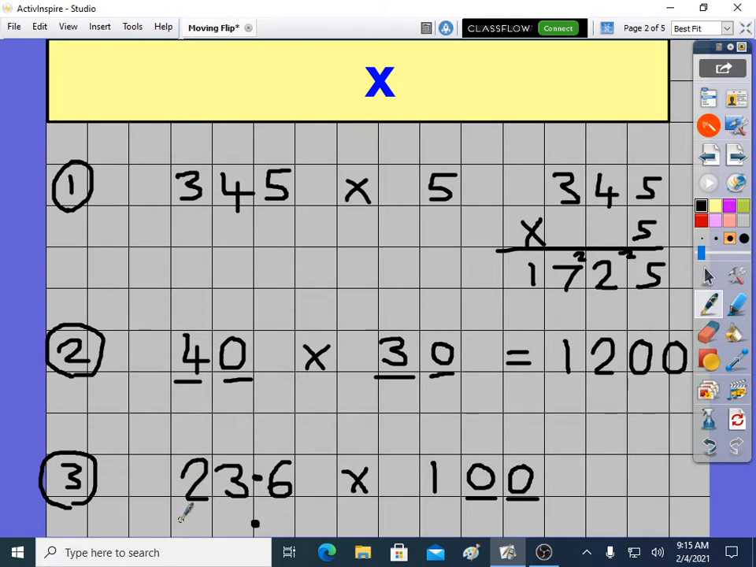So this 2, instead of going in the same column and being worth the same, it actually moves 1, 2 columns bigger. The 3, instead of being worth the same, it moves 2 columns bigger because of the 2 zeros. And the 6 moves 2 columns bigger because of the 2 zeros. If there's any gaps, you fill them up with zeros. So that's the moving method. 23.6 times 100 is 2,360. And that's our answer. So you see how you don't need to do the standard method like this. All you've really done is move the digits underneath the original.